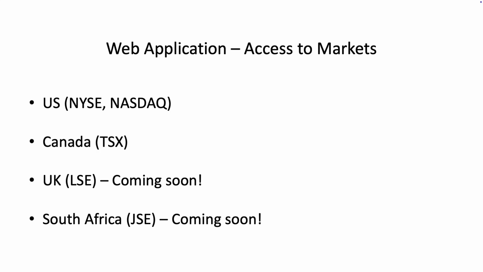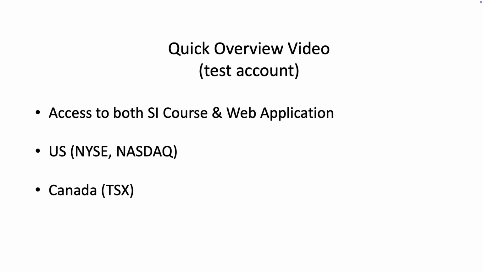So this web application, like I mentioned before, based on your subscription type, you're going to have access to either the US stocks or Canada or both. And then coming later this year, we are going to be offering the UK and South Africa as well. For the rest of this demo, as we get into the Simply Investing application, I'm going to be using a test account. This test account user has access to both the course and the web application. So depending on your subscription and account type, you may have access to both, or you may have access just to one.